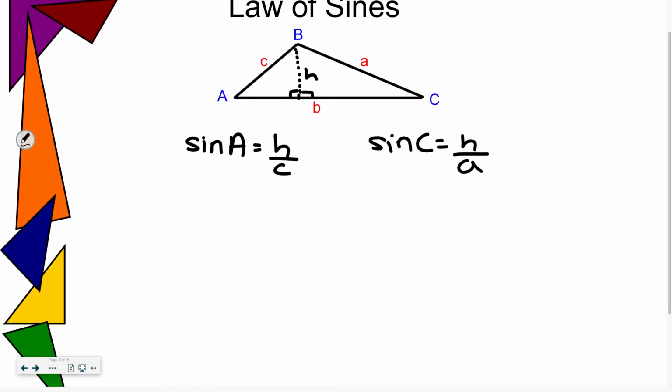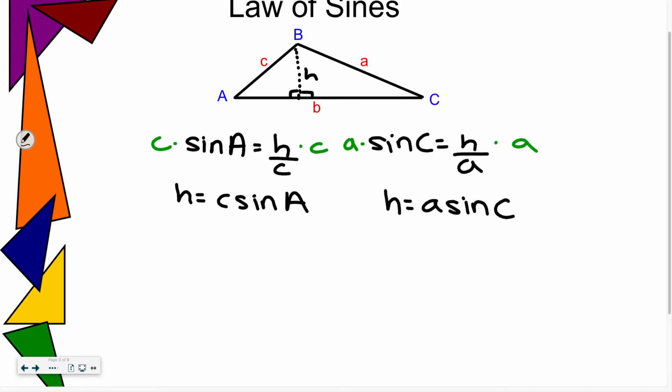Well, notice in these 2 equations, what do they share in common? They both have sine. They both have H, right? So, algebraically, I could solve for H by multiplying by C on both sides. H is equal to C times sine A. And over here, I could solve for H by multiplying by A on both sides. Now what can you do?